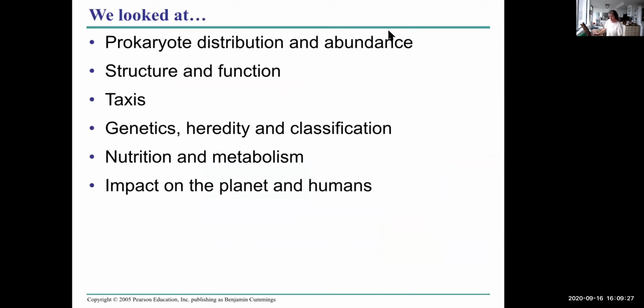So in this lecture on prokaryotes, we have looked at the distribution and abundance of prokaryotes, their structure and function, taxis, genetics, heredity, classification, nutrition and metabolism, and the impact on the planet and humans.